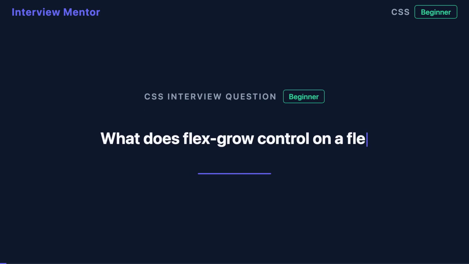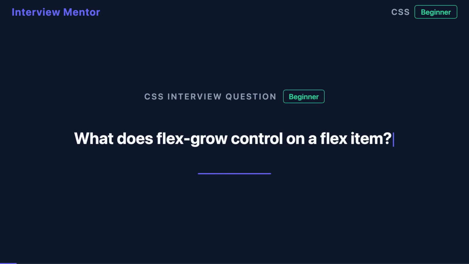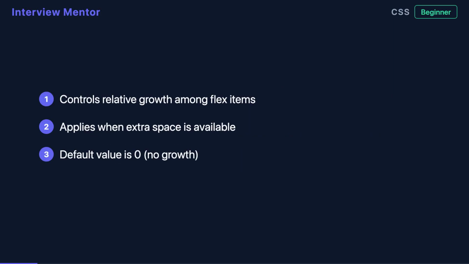Think flex grow sets width? Think again. It's all about distributing leftover space. Flex grow controls how much a flex item grows relative to its siblings when extra space is available. It's not about setting absolute sizes. Instead, it determines each item's share of the remaining space in the flex container.